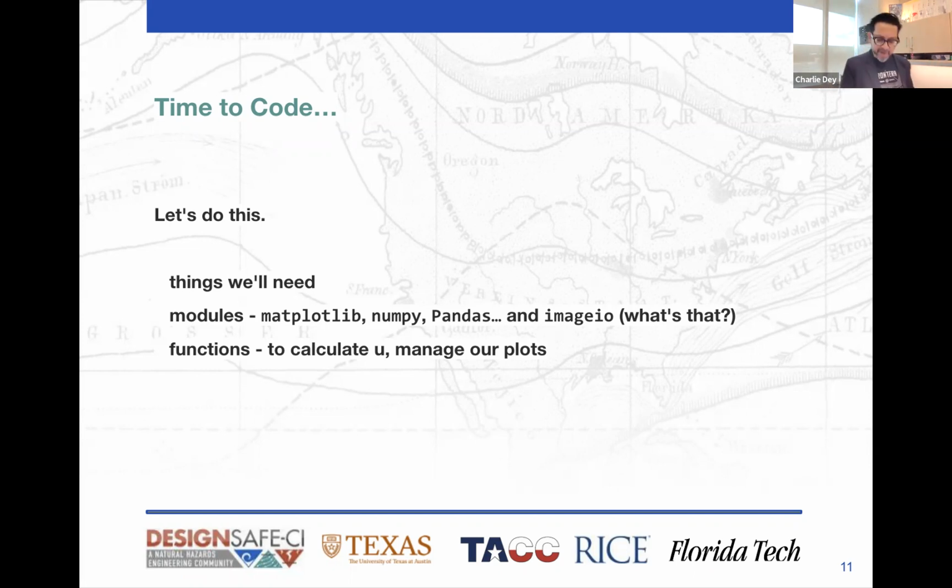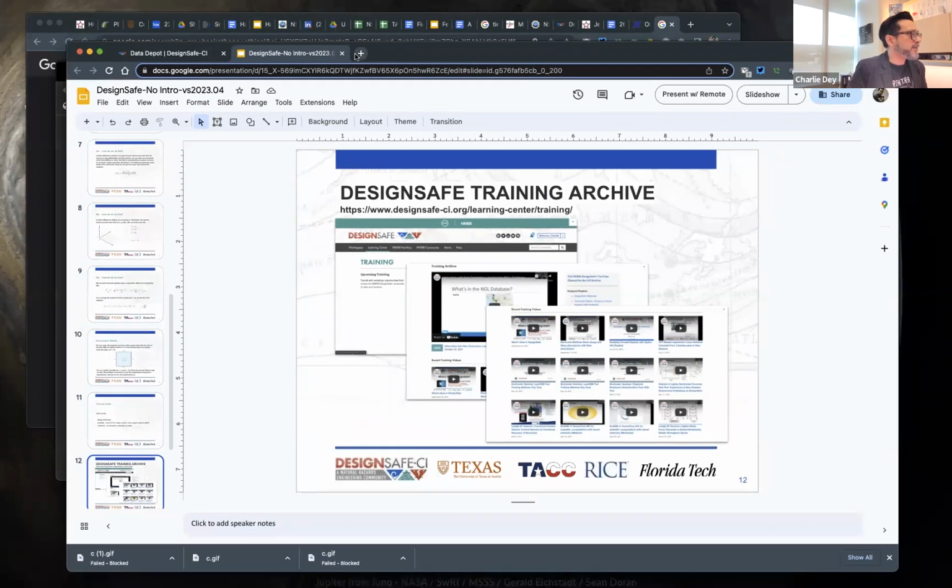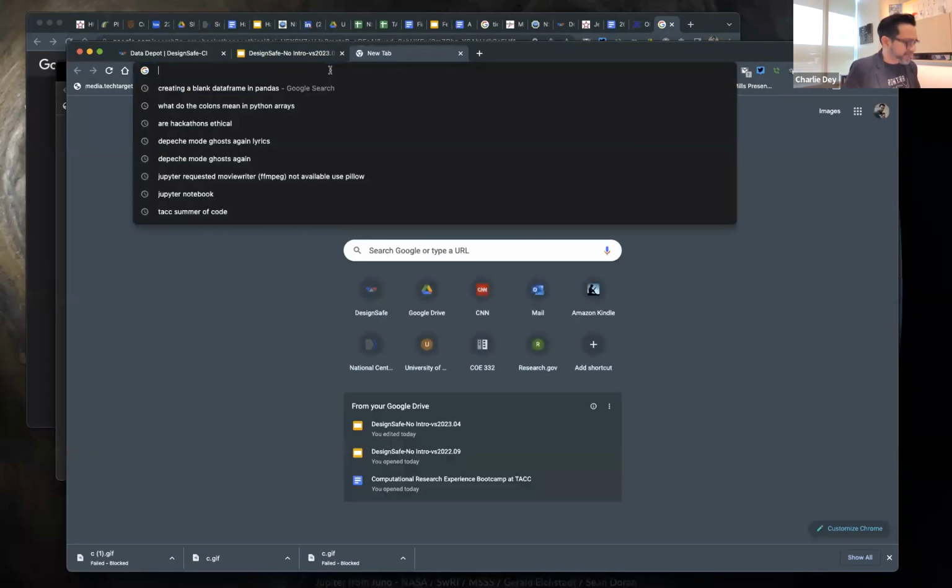And then, of course, we need some functions. We need to calculate U. We need something to manage our plots. And we need to be able to essentially tell a better story through these functions. Okay, so that is our laundry list of things that we need. So let's do this. I'm going to exit out of this. I'm going to go to Python or Jupyter or DesignSafe.